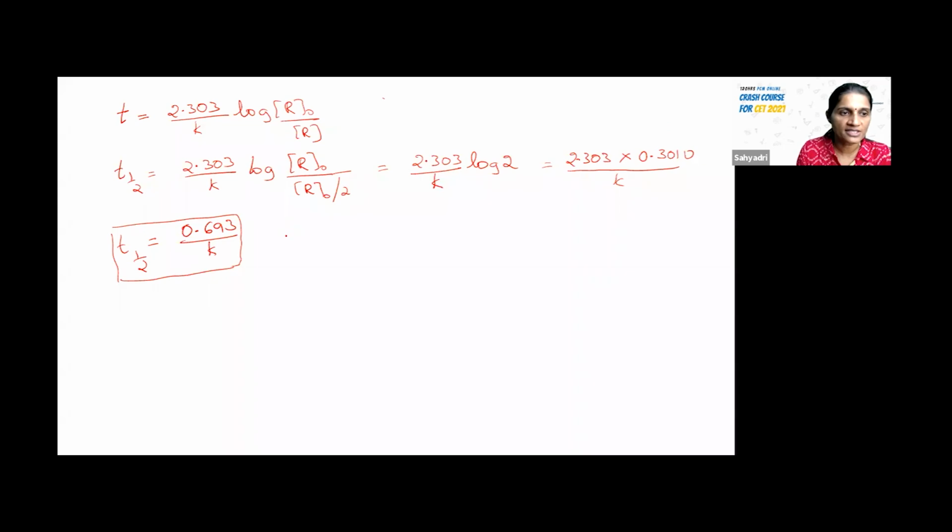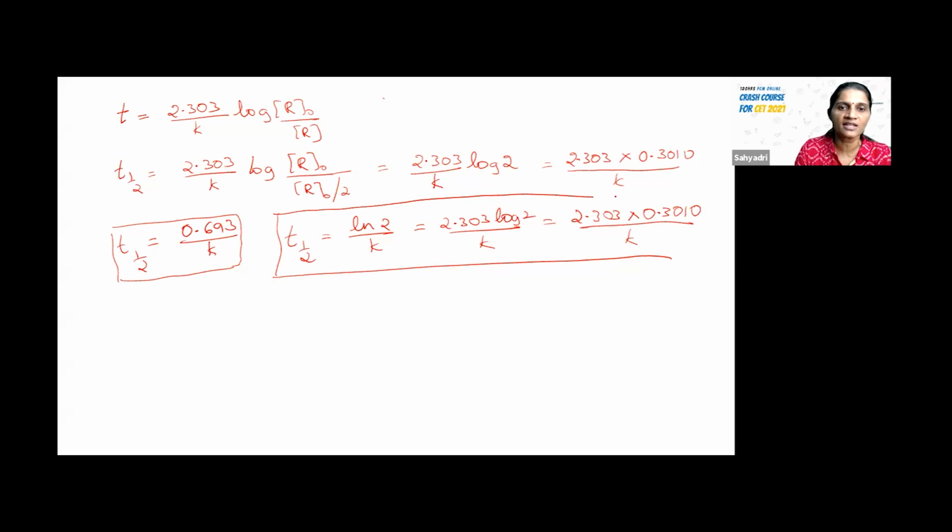But what I'm trying to say here is, it's important to know all these expressions. So t half is equal to, actually 2.303 log becomes ln. Is it ln 2 divided by k? Or 2.303 log 2 divided by k? Or 2.303 into 0.3010 divided by k? Or 0.693 divided by k. If you remember that, it becomes easy to calculate. Whenever we require some value where it's getting cancelled, then you can use that. Otherwise, you can retain this. So that is how you have to remember.